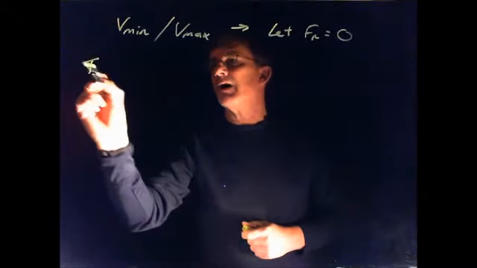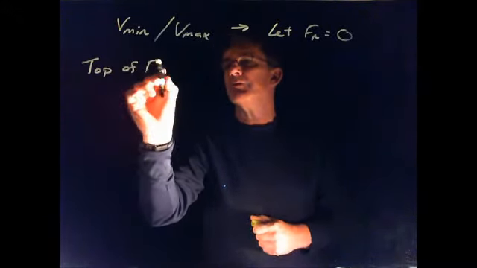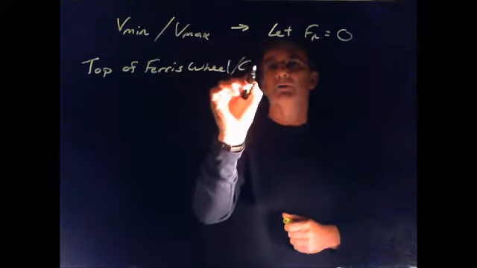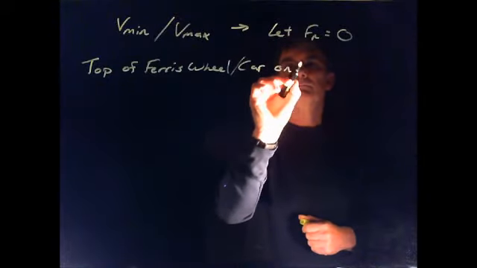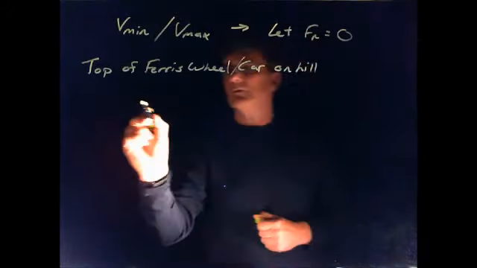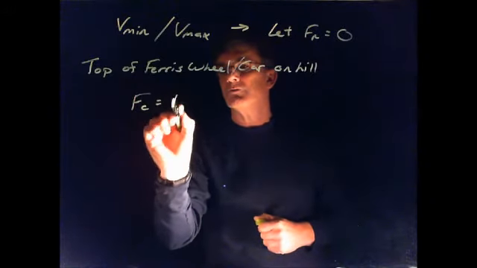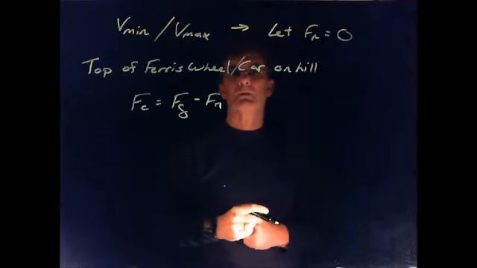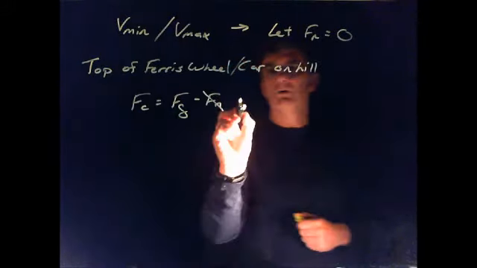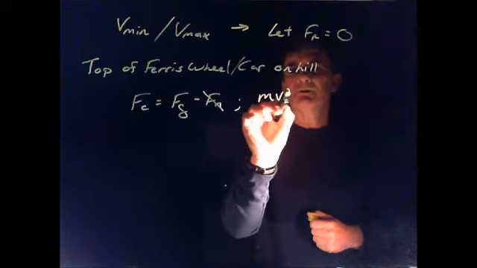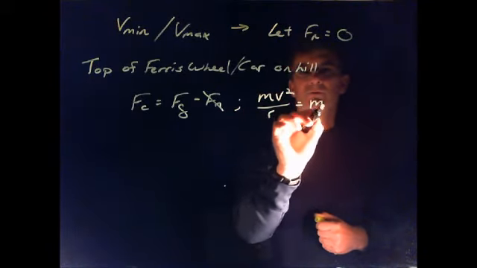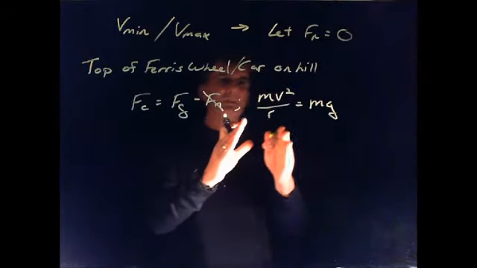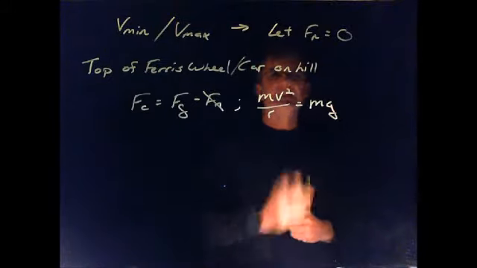So let's say we're on the top of a Ferris wheel, we're upright. Or this would be a car going over a hill. The centripetal force is gravity minus our normal force. If we let the normal force go to 0, then the centripetal force, mv squared over r, is simply equal to mg. This is the maximum speed to go over the hill to maintain contact with the hill.